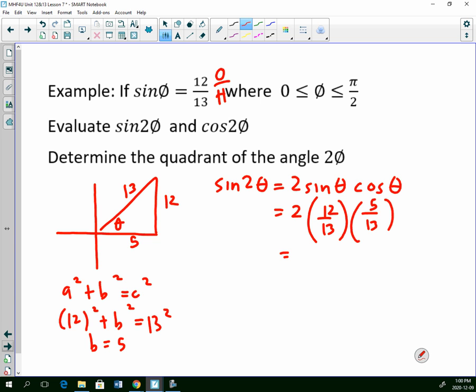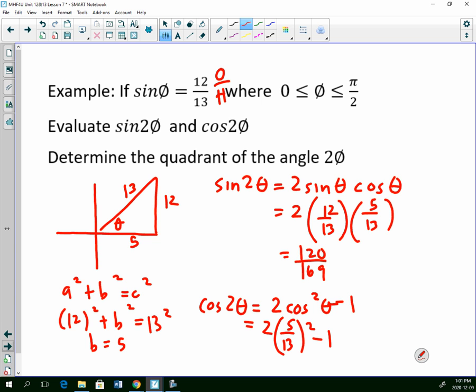So 2 times 5 is 10, times 12 over 169. If you can reduce it, great. If you can't, just leave it. Okay, and then cosine 2 theta, I'm just going to pick one of the versions. So I'll use the 2 cos squared theta minus 1, and cosine is 5 over 13, which is squared.